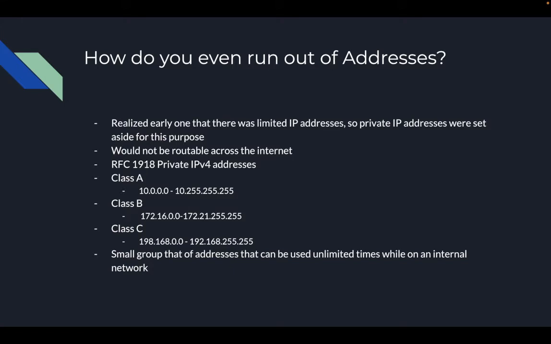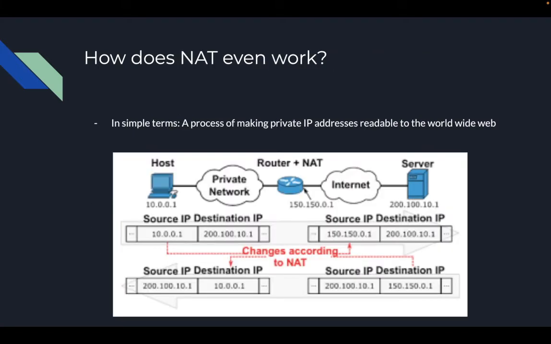internal network, but nothing can be publicly routed to these addresses. These addresses will result in absolutely nothing if you try to access them from the public. So how does NAT even work? In the most simple terms, it's a process of making private IP addresses readable to the World Wide Web.